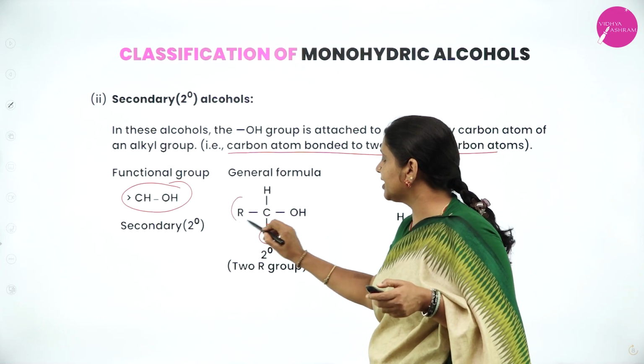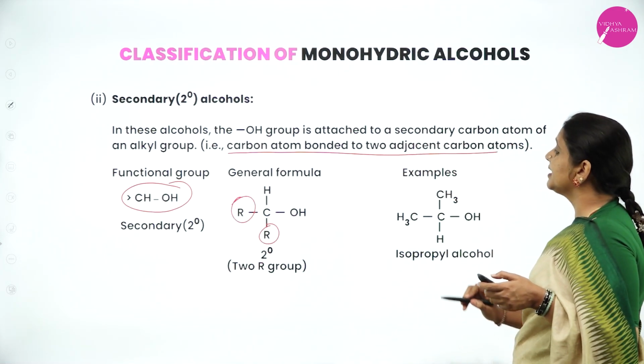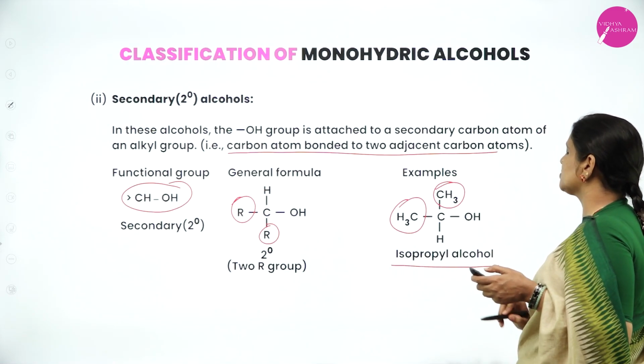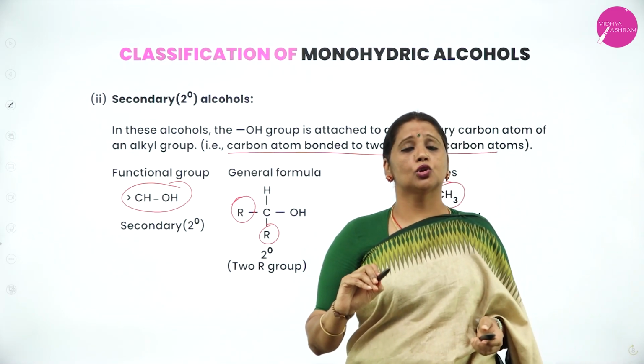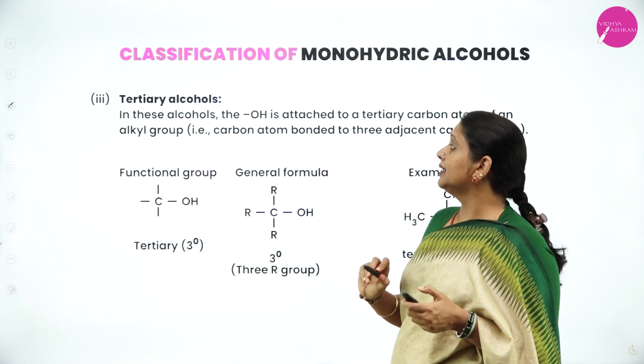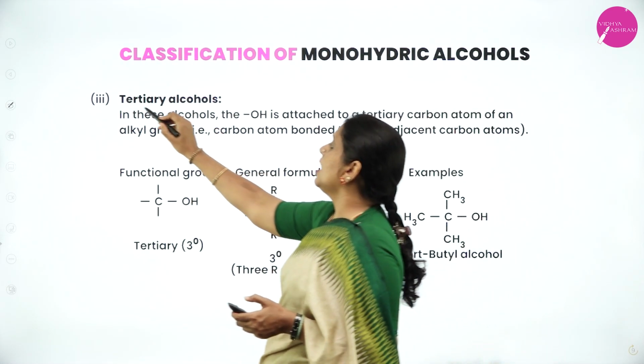That means it has two alkyl groups. In the place of R, if I put two CH3 groups, it is known as isopropyl alcohol. Isopropyl alcohol.